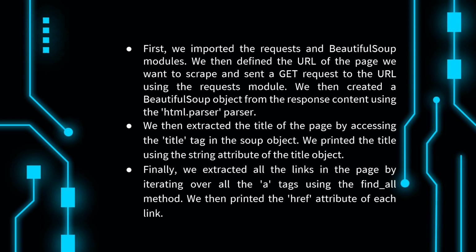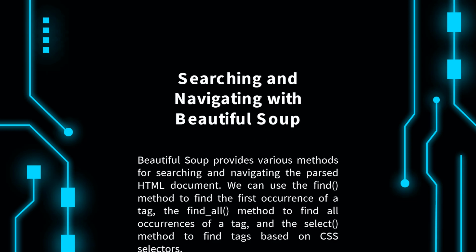First, we import the requests and BeautifulSoup modules. We then define the URL of the page we want to scrape and send a get request to the URL using the requests module. We then create a BeautifulSoup object from the response content using the HTML parser. We then extract the title of the page by accessing the title tag in the soup object. We print the title using the string attribute of the title object. Finally, we extract all the links in the page by iterating over all the a tags using the findAll method. We then print the href attribute of each link.